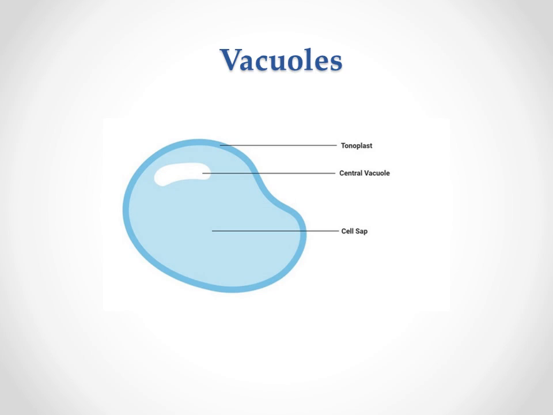The next cell organelle is the vacuole. Vacuoles are the storage sacs for solid or liquid contents. They don't have any typical shape or size. The structure of vacuole changes according to the need of the cell. Vacuole is bound by a single membrane.